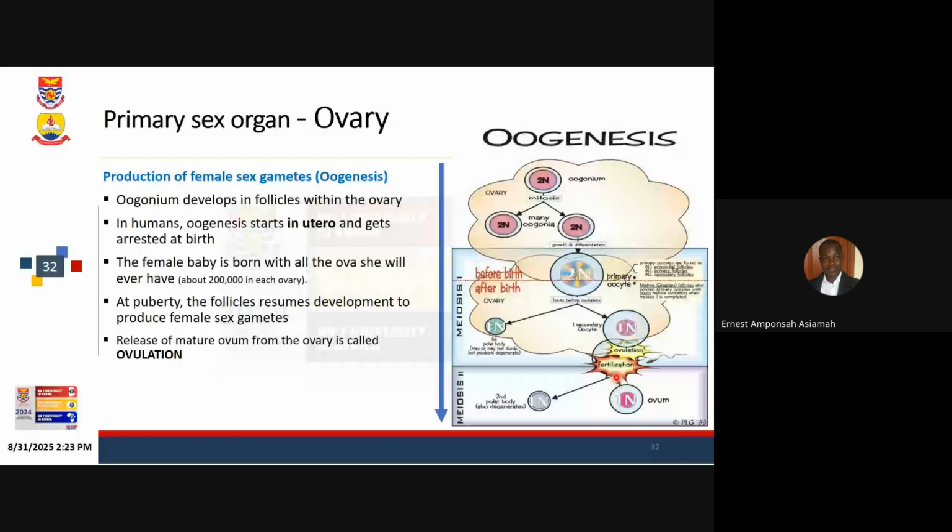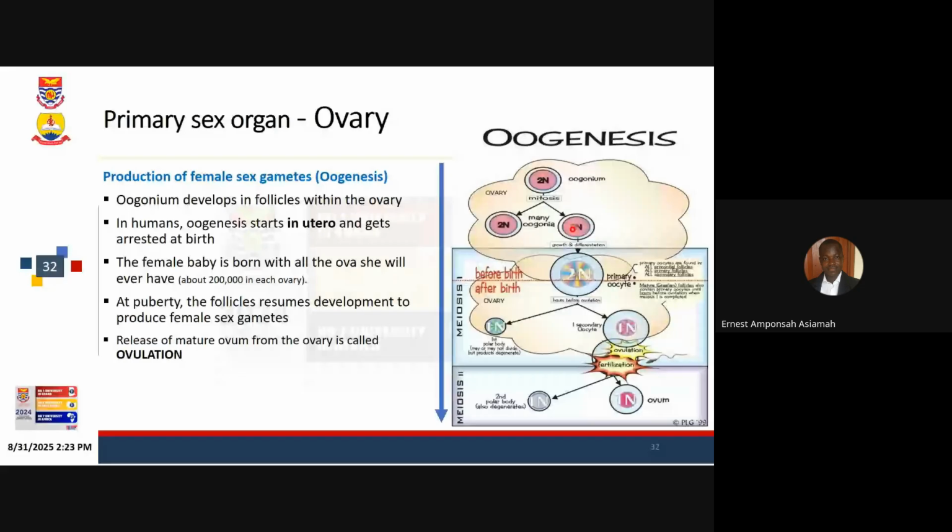Then the secondary oocyte would undergo meiosis 2. When it undergoes meiosis 2, it doesn't complete. It only completes meiosis 2 when fertilization happens. So whenever there is fertilization, that's when it immediately completes the second meiotic division, and it will produce what we call ovum. So let me take it again.